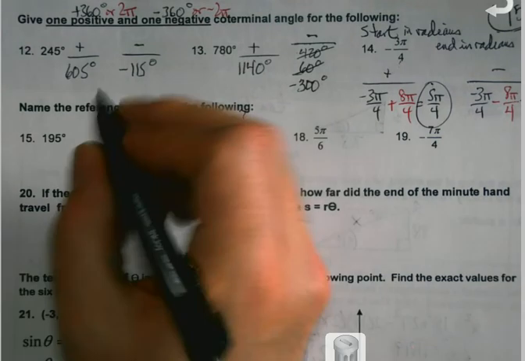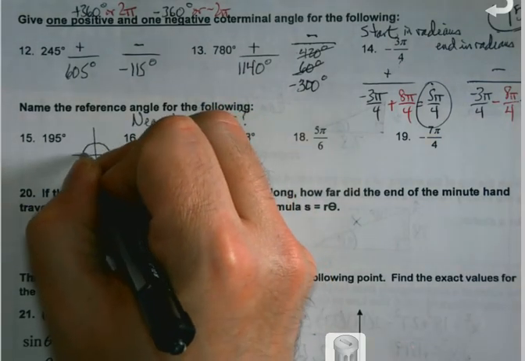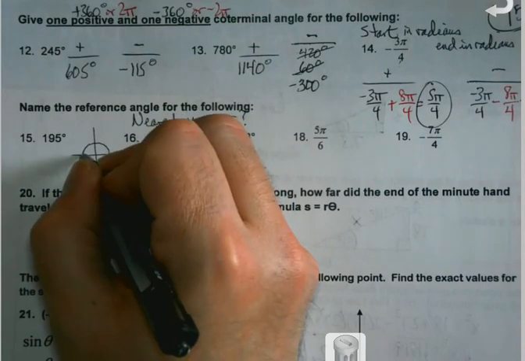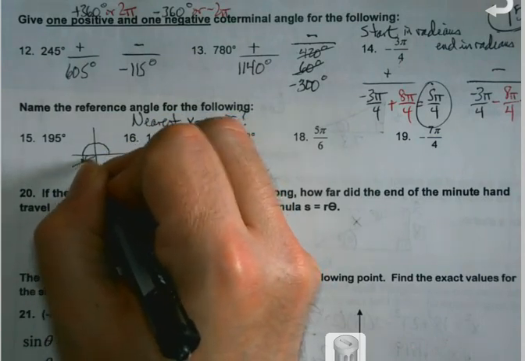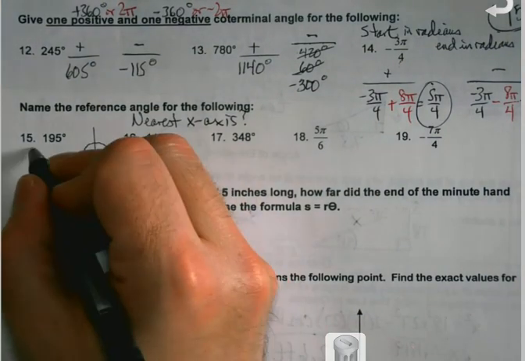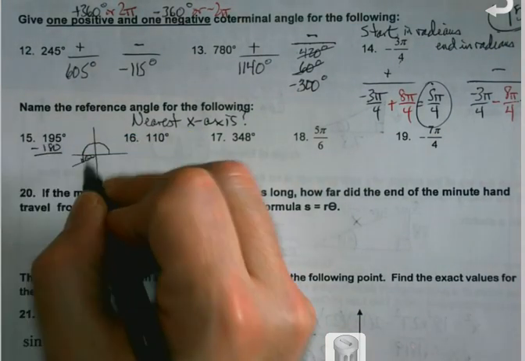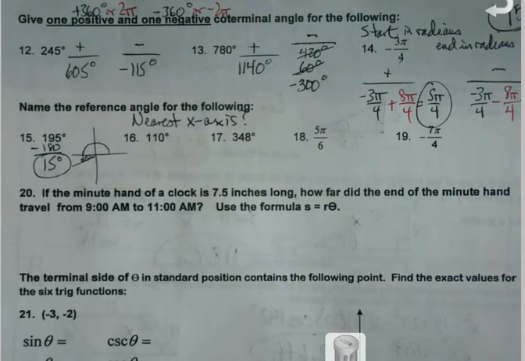Because you may sit here and go, okay, 195, let's see. So it'd be 90, 180. Oh, from 180, that little bit more here, that's what I'm going to be looking for. Well, the nearest is 180, because that's the nearest x-axis, that's how I find my reference angle. They will never be negative. You never go to the nearest y-axis.